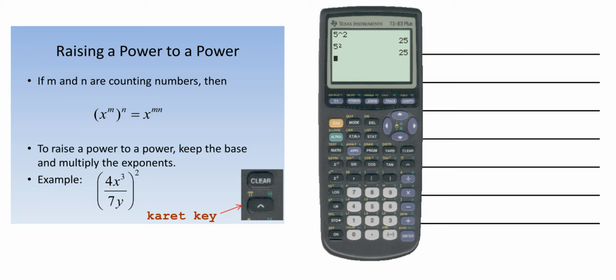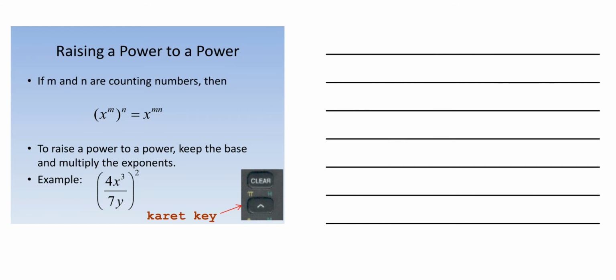So the caret key allows you to use any sort of exponents, not just squares. All of them, in a sense. Okay, so let's proceed then. In this case, our example once again, 4x to the third divided by 7y, notice the x has an exponent of 3. Likewise, on the outside, we have an exponent of 2.